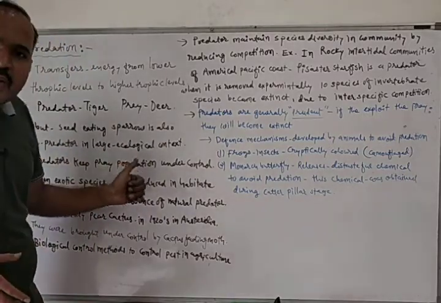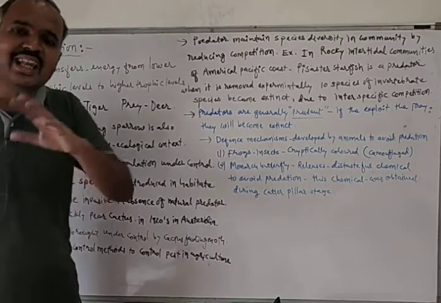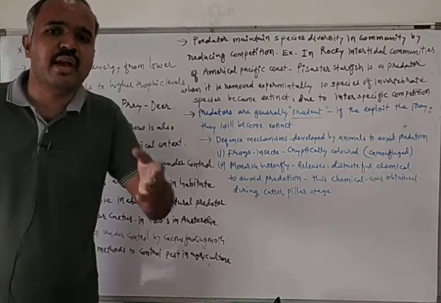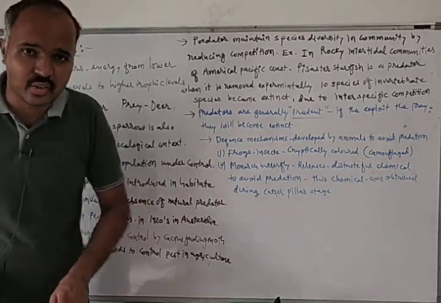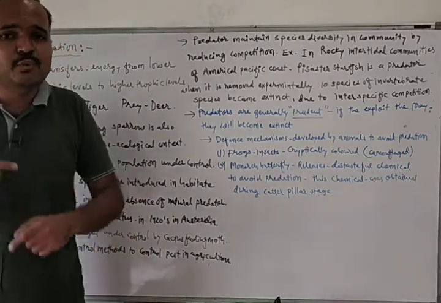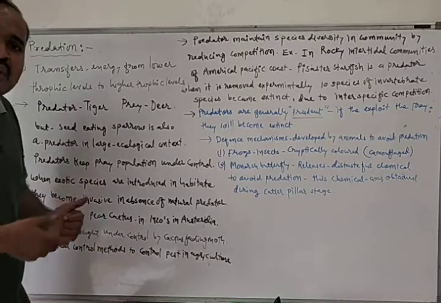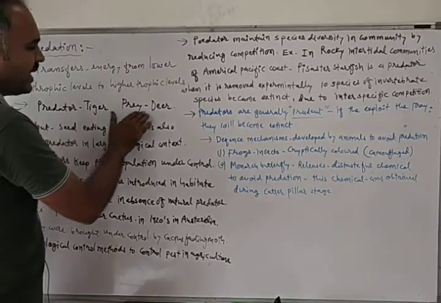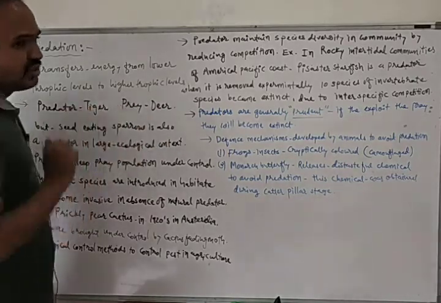But a seed-eating sparrow is also a predator when we think in a large ecological context. Naturally, when we talk about predator and prey, the first example that comes to mind is tiger and deer. But when we think in a large ecological context, we have to say that a seed-eating sparrow is also a predator.